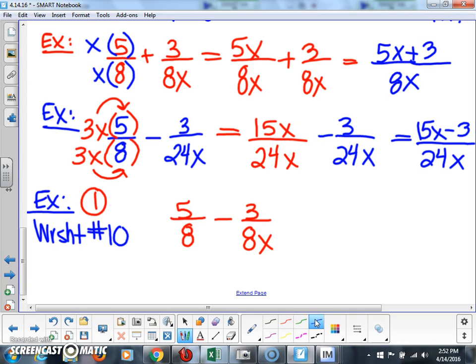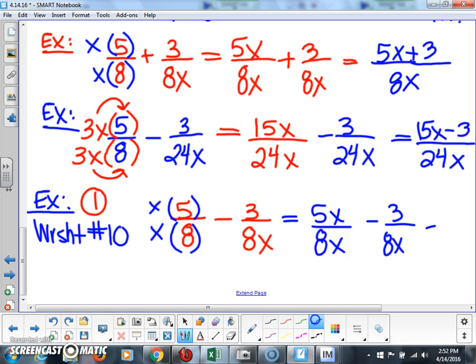It's the same thing, right? What is the common denominator? 8x. So I'm going to multiply my numerator and my denominator by x. So that's equal to 5x over 8x minus 3 over 8x. Can I combine those two? Nope. So I'm left with 5x minus 3 all over 8x.